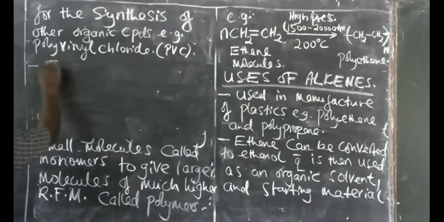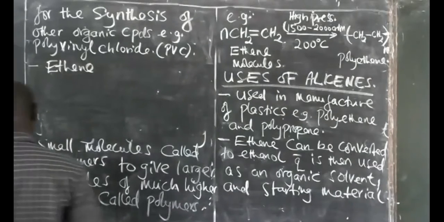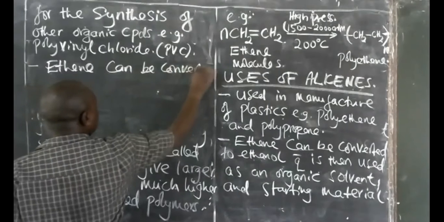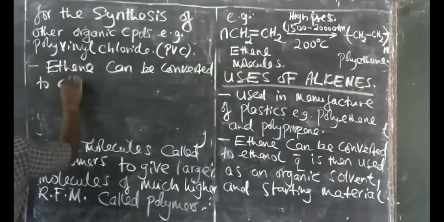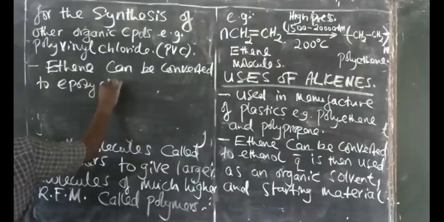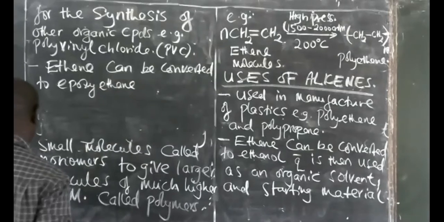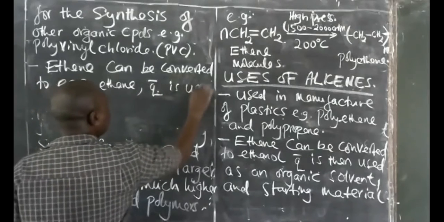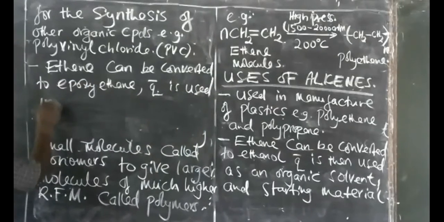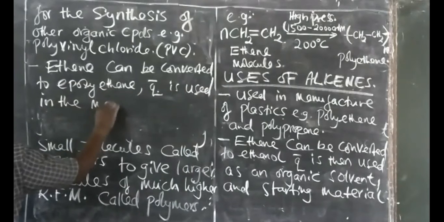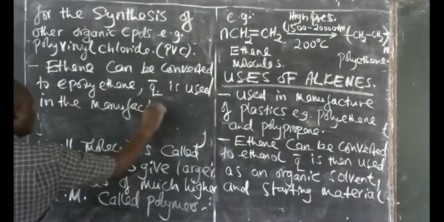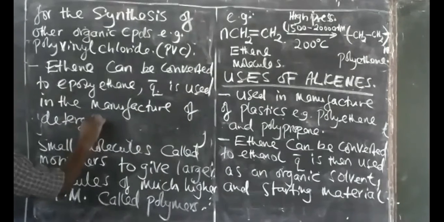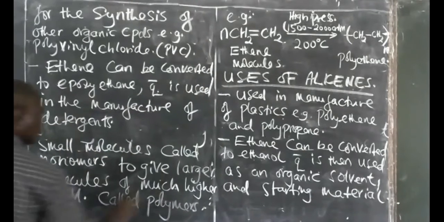So ethene can be converted to epoxyethane, which is used in the manufacture of detergents.